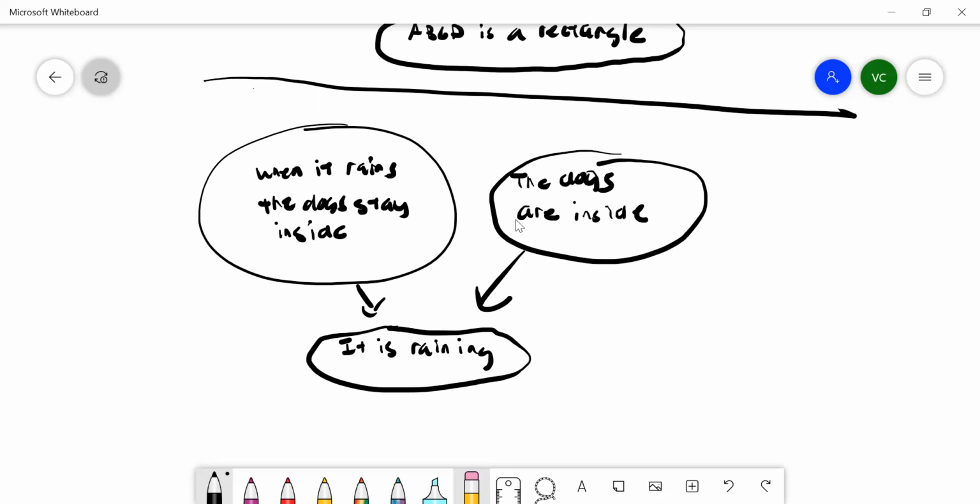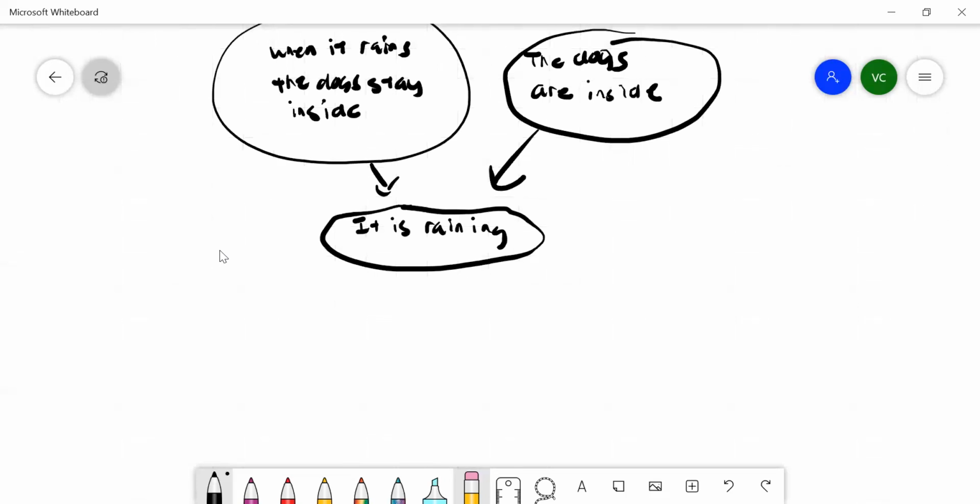Think about this in your life. If you had that rule where your dogs stay inside and your dogs are inside right now, does that mean that it is raining? Pause the video and see how you would fix this, if you would at all. Okay, if you said that this probably isn't right, I would agree with you. See, I have dogs, and yes, when it rains, they stay inside for the most part, but they also stay inside when it's not raining. So the way I would fix this is I would say, it would make more sense to say that when it rains, the dogs stay inside. And right now, let's say it is raining. Then if we have those 2 facts, that could lead to the dogs are inside.